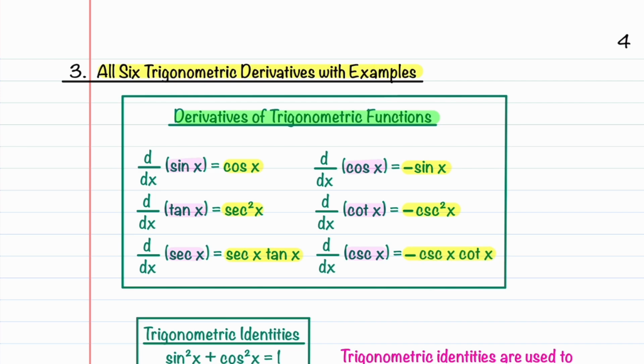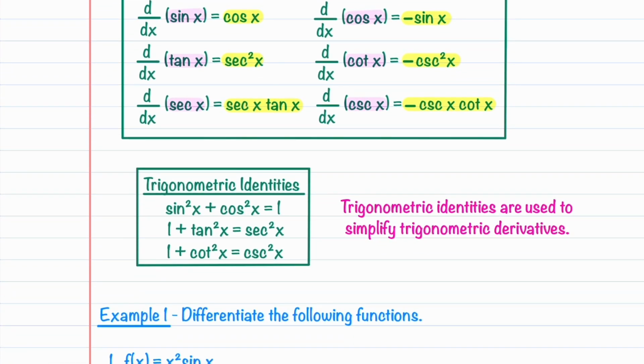Notice that the derivative of all the trig functions that start with the letter c have a negative sign. When you go to memorize these, I would suggest memorizing the 3 on the left, the derivative of sine x, tangent x, and secant x, and then the derivatives on the right just follow from those in structure, except that they have a negative sign.